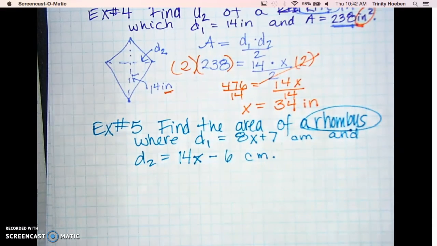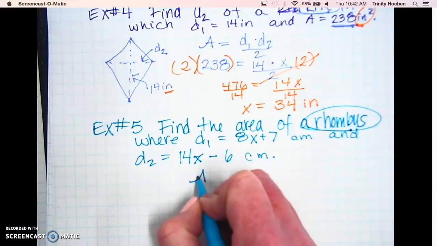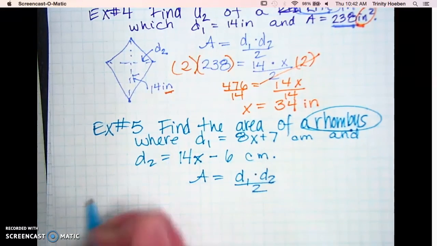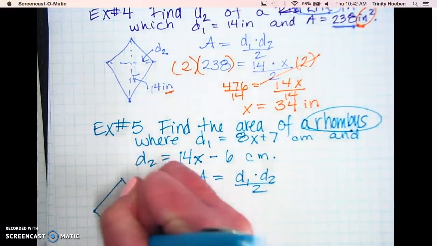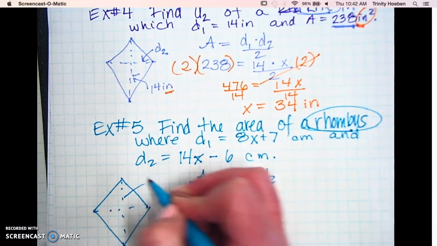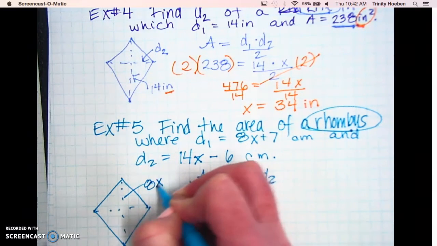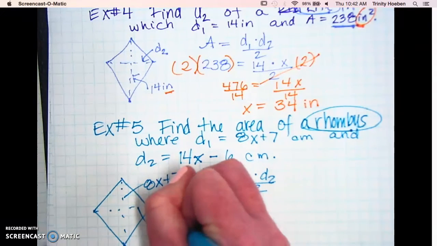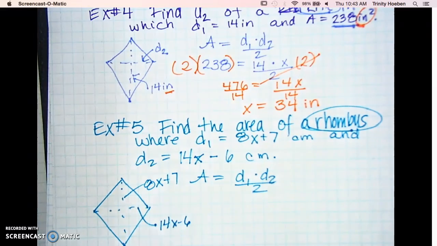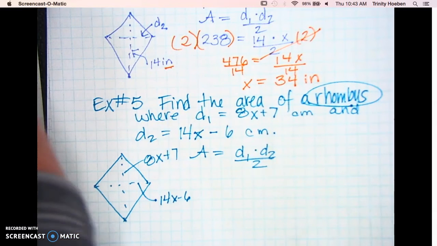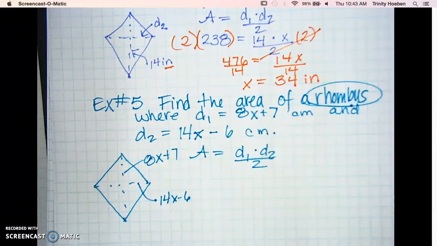All right, so if we have a rhombus, okay, identify your figure. If it's in the question, just circle it. Write out your formula. Area is diagonal 1 times diagonal 2 divided by 2. I'm just going to sketch it real quick. Here's a rhombus, dash in some diagonals. One of them is 8x plus 7. And the other one is 14x minus 6. Doesn't matter which one is which. Not really, because when you multiply, order doesn't matter, right? If you multiply 3 times 5, you get the same answer as if you multiply 5 times 3.